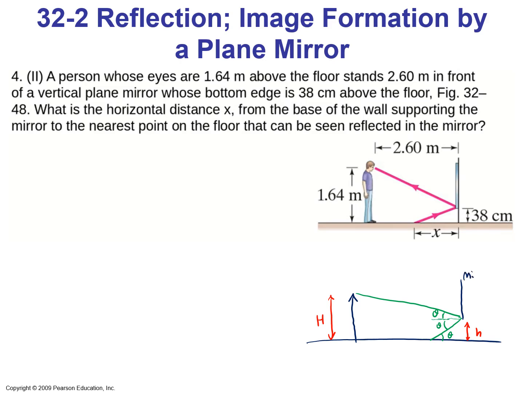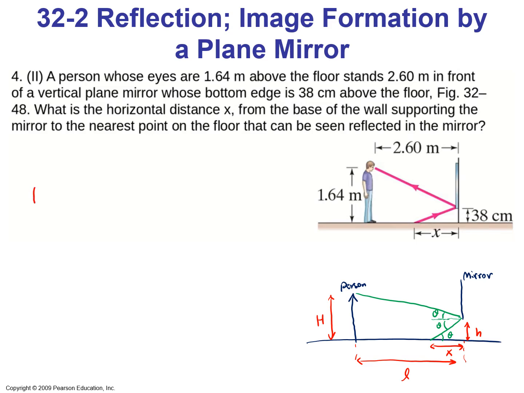So once again, this is the mirror, this is the person, and the distances are x, and the person is standing at the distance L from the mirror. The question is asking about the distance x.